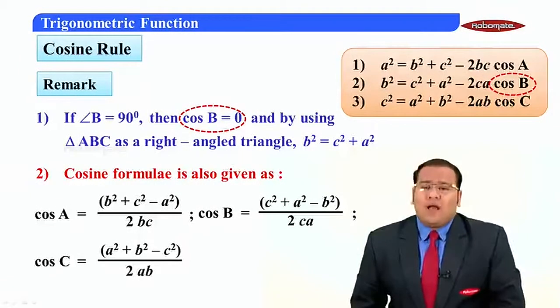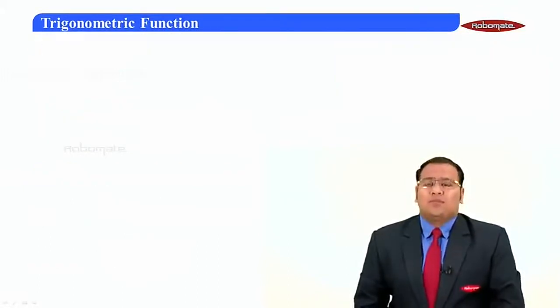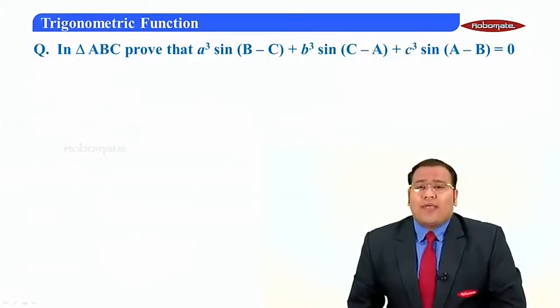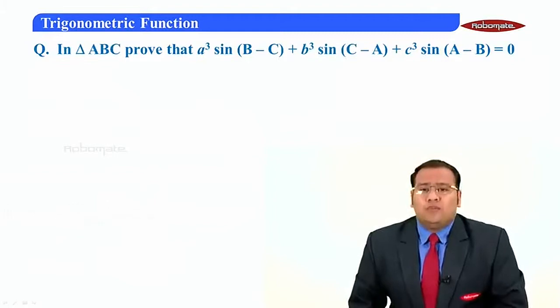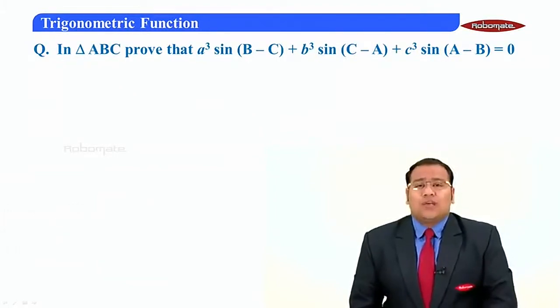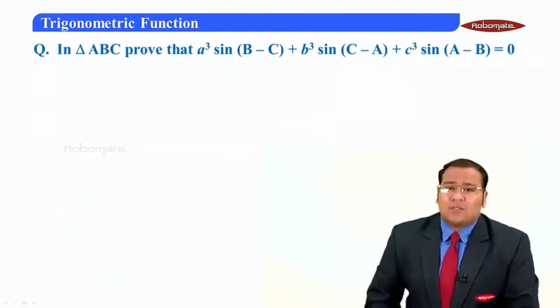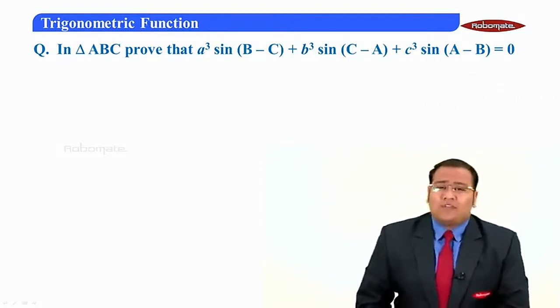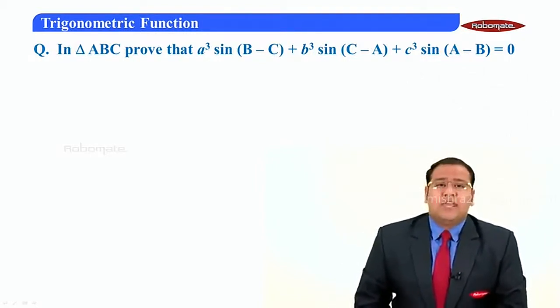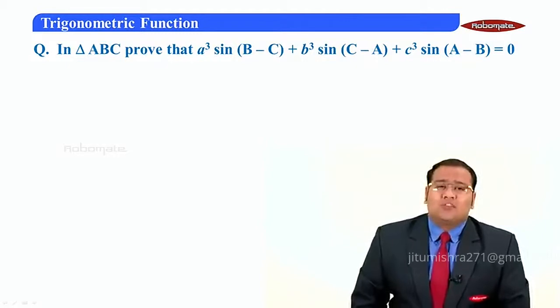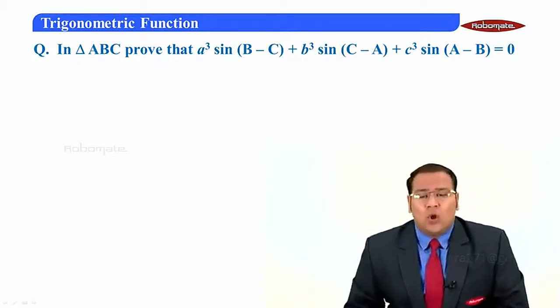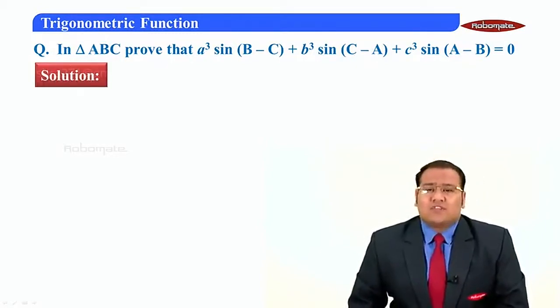So moving ahead with the problems. In triangle ABC, you need to prove that a cube into sine of (b minus c) plus b cube into sine of (c minus a) plus c cube into sine of (a minus b) should be equal to 0. Let's start with the solution.